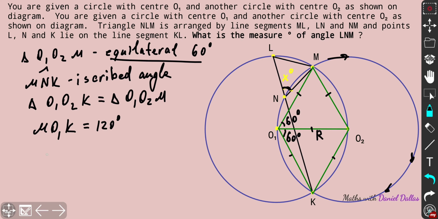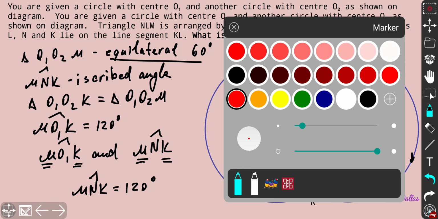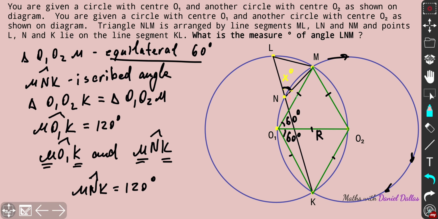So that's why, because the two angles, M O1 K and angle MNK, both have the points M and K, that means they are the same. They're both inscribed and they are the same. So angle MNK will have the measure of 120 degrees. So we can mark that the angle inside there, oops, not a good color, let's take that one. So this angle is the angle with 120 degrees.